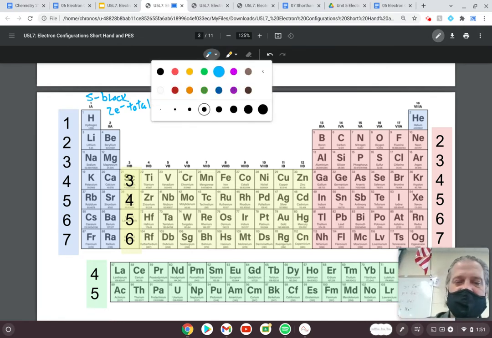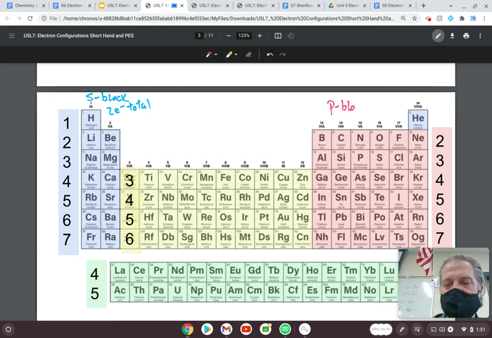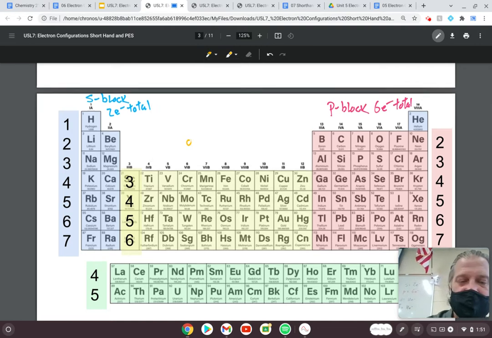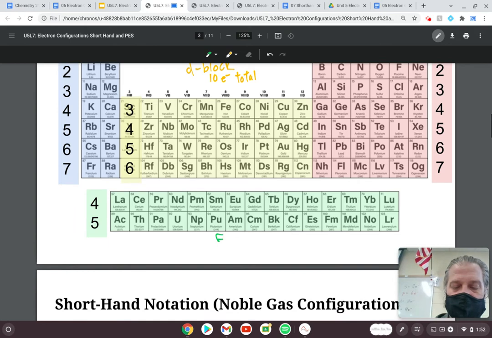The reddish pinkish group over here is the P block, and that can hold 6 electrons total. And then this yellowish part of the periodic table is your D block, and that can hold 10 electrons total. And then the greenish one on the bottom is your F block. And that can hold 14 electrons total.